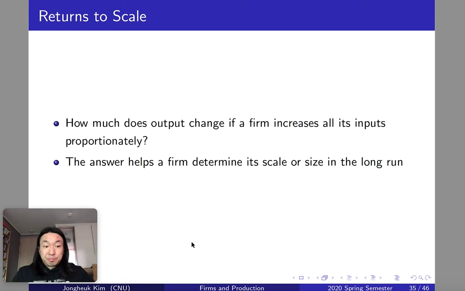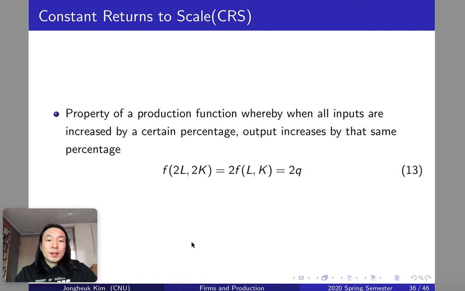Okay, so there are 3 types of scaling of your business in terms of the production function. This is the situation of the long run, because L and K are both variables, so we can change the level of L and K. So we are living in the long run situation.